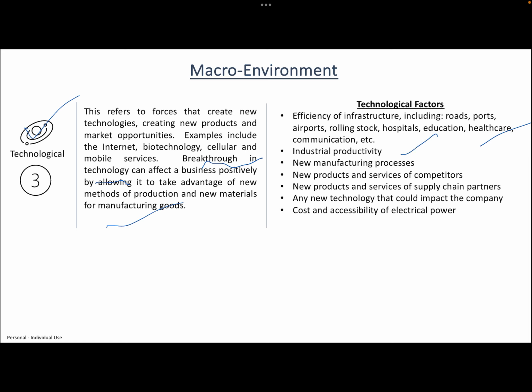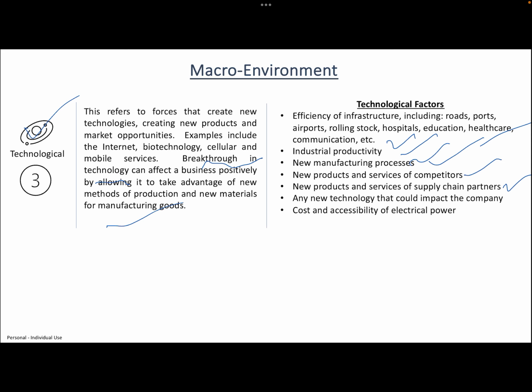How is industrial productivity? What are the new manufacturing processes? How can we improve industrial productivity? What are the new manufacturing processes, new products and services which are introduced by competitors? Not only competitors, your supply chain partners. Okay, your supply chain partners include your raw material suppliers or your transportation agents or your intermediaries.